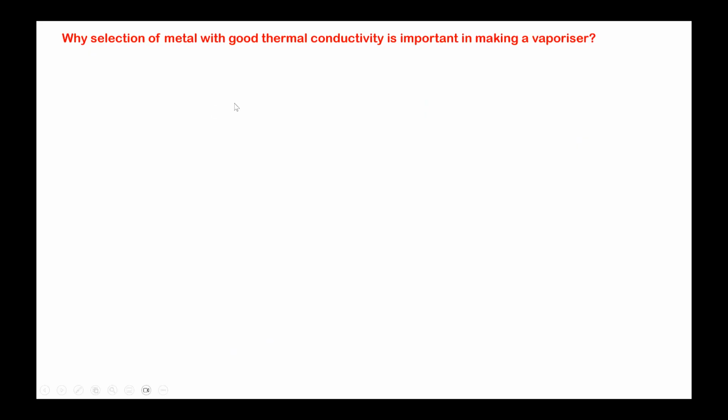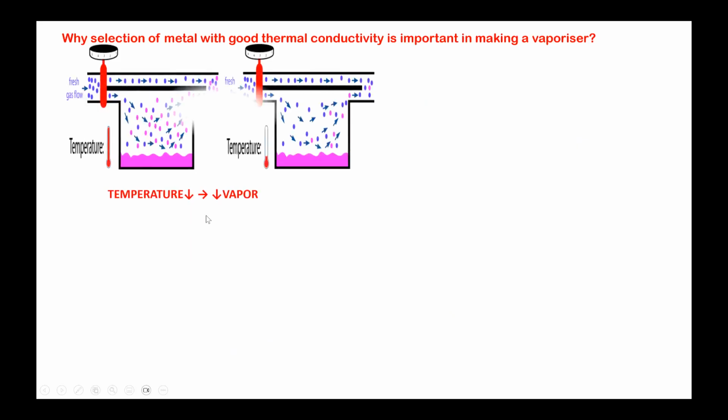Why is selection of a metal with good thermal conductivity important in making a vaporizer? Okay. Can you just think logically and tell me what is the reason why you have to have a metal with a good conductor? No idea. And only supply the heat. Okay. Heat, temperature decrease, temperature in vapor. So if the temperature of the liquid drops, the vaporization also will come down.